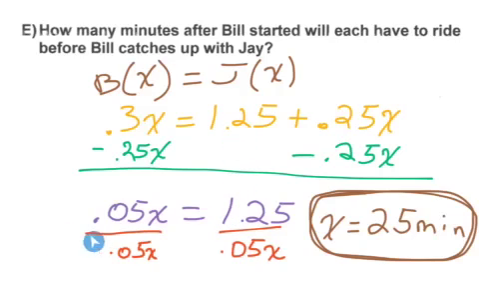Divide by 0.05 on both sides. After 25 minutes, Bill and Jay will be equal with each other, and then Bill, because he's riding faster, will start pulling ahead.